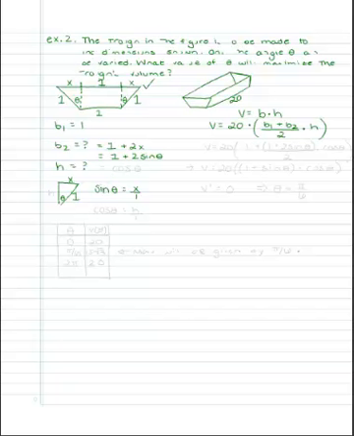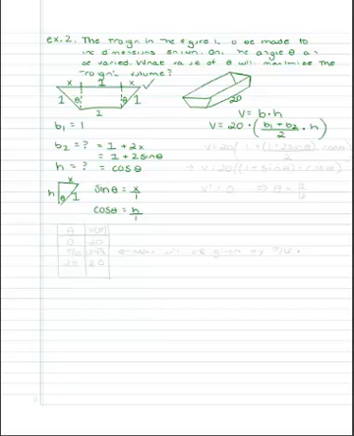Now we have to look at the height. How do we find out what the height is? Height is the cosine of theta, which is adjacent over hypotenuse. So now we have the height, which is cosine of theta.